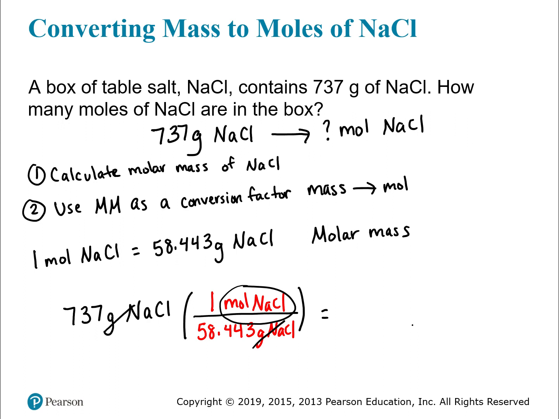Now we need to consider sig figs. We've got 3 sig figs in the mass that we were given. We've got 5 sig figs in the molar mass. Since we're doing multiplication and division, we go with the fewest number of sig figs, which is going to be 3 significant figures. That means our final answer is 12.6 moles of sodium chloride.